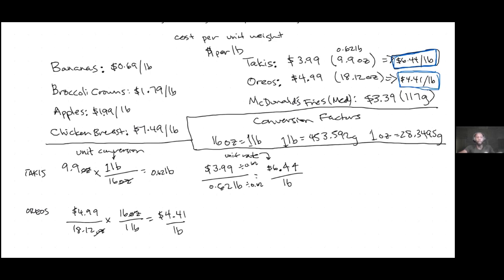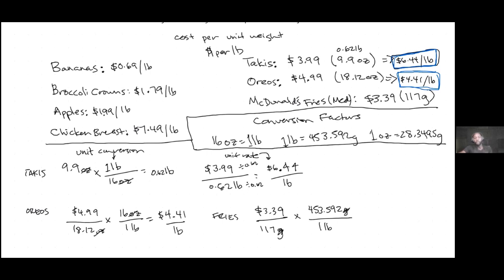All right, so what about McDonald's fries? How do those compare per pound? So you have 339 for every 117 grams. And we're going to use this conversion factor here. We know that 1 pound is 453.592 grams. So that's going to be 453.592 grams for every 1 pound. Okay. Grams are going to cancel.